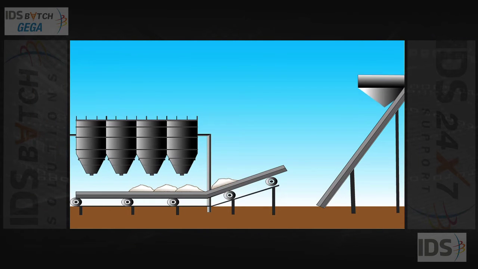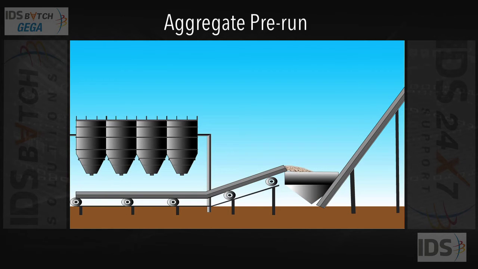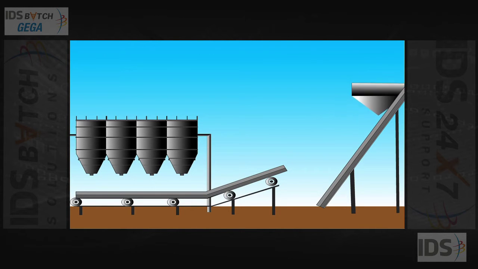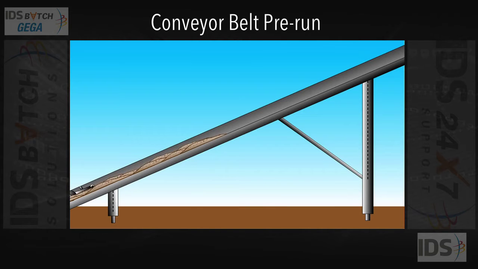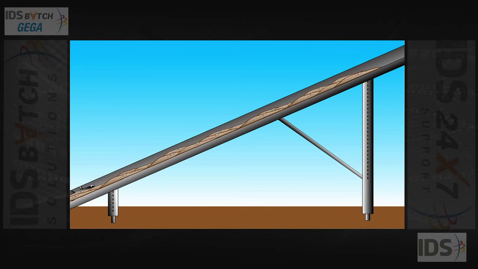IDS Gega also minimizes on material transfer time. Aggregate pre-run saves batch cycle time and improves productivity. Belt pre-run feature saves cycle time by transferring the material close to loading point.